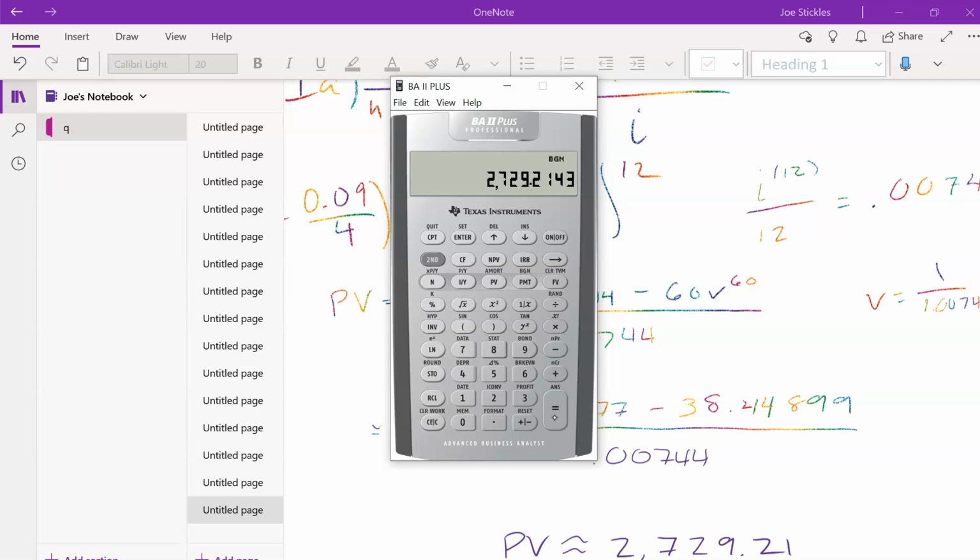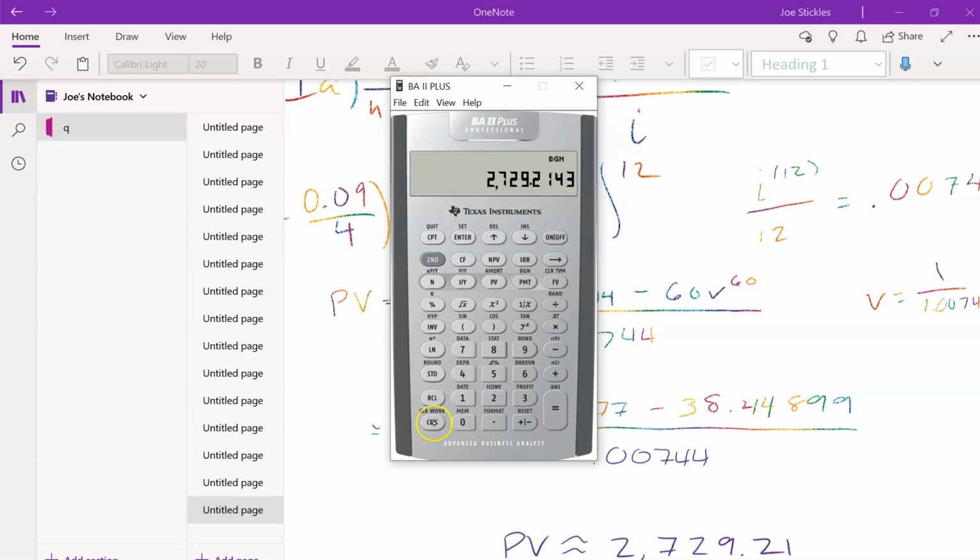That's the first time in my life I got that. Pretty close. Good job. I'm sorry, I was way behind. I got my on and off and clear buttons mixed up. Oh, okay, cool. Good. How did you do the 60 V to the 60 on the calculator again?